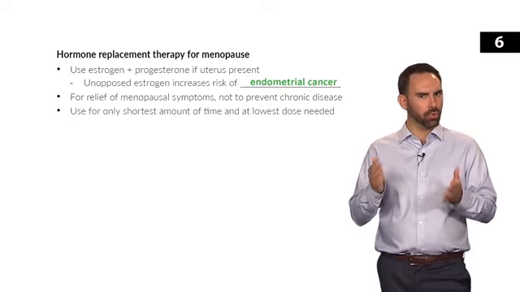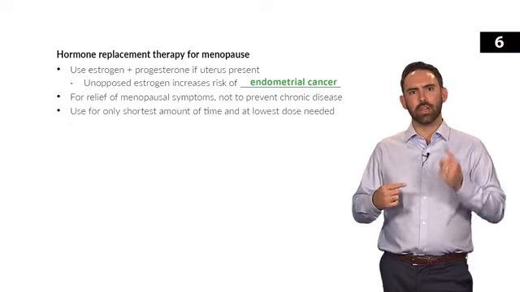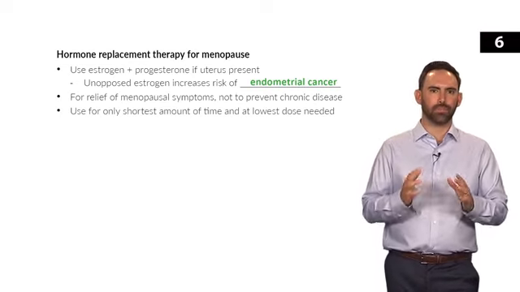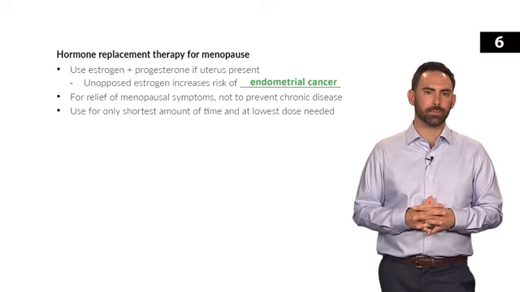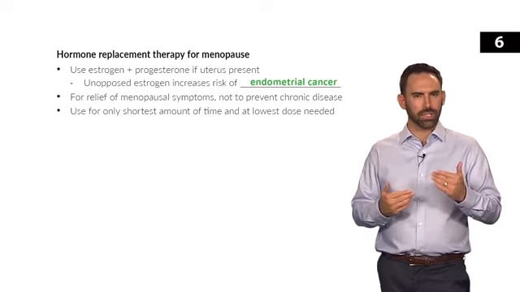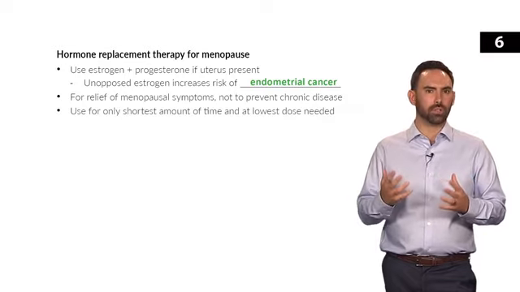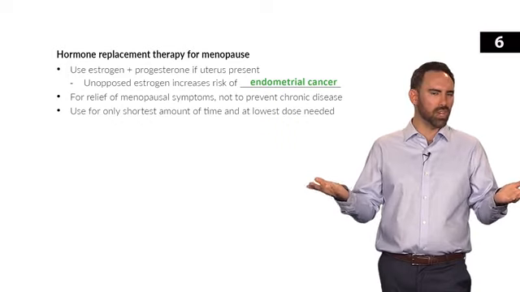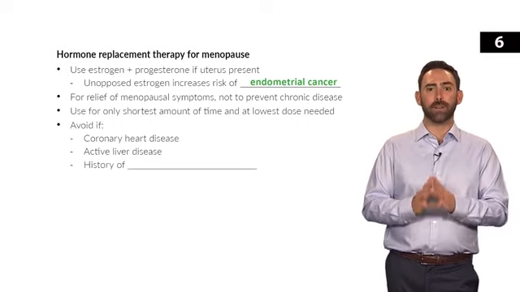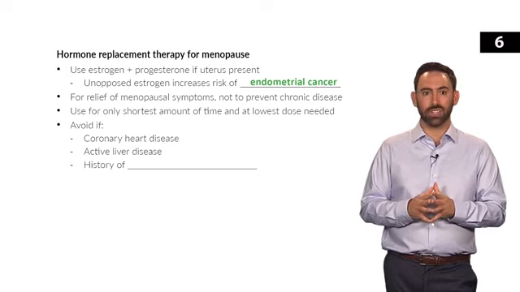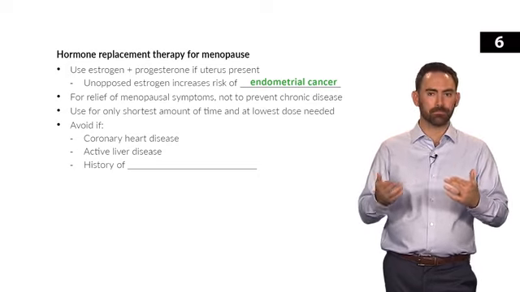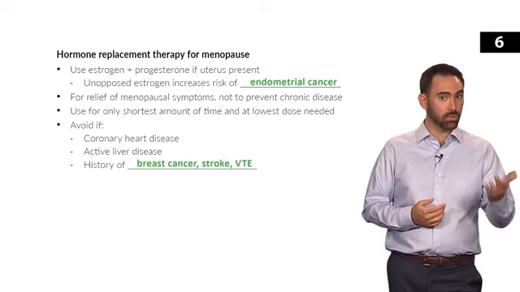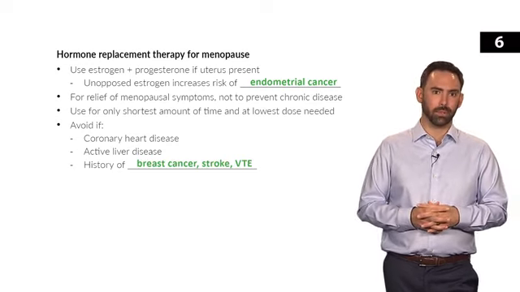And generally, the rule of thumb is that we use HRT for the shortest amount of time necessary and at the lowest dose that effectively controls the unwanted symptoms. For instance, hot flashes will stop on their own within 4 to 5 years in most women, even without treatment. So for most women, you shouldn't need to use HRT for longer than 5 years. And finally, the contraindications to HRT are similar to those of OCPs: coronary heart disease, active liver disease, or history of breast cancer, stroke, or venous thromboembolism.